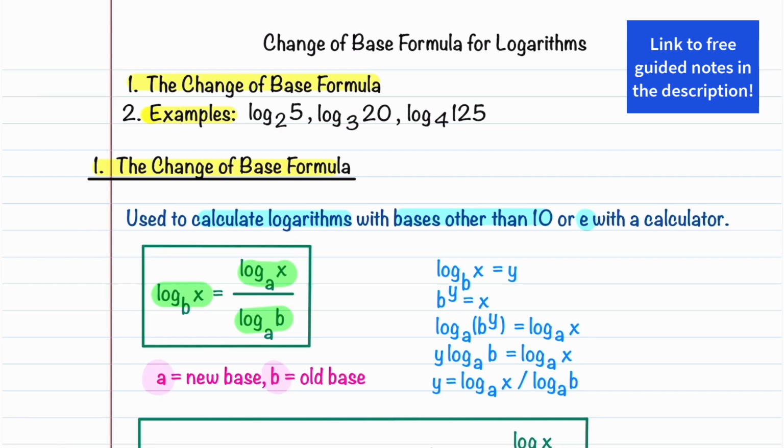To see quickly where this comes from, we're going to let log base b of x equal y, and then we'll write this equation as an exponential. We'll then take the log base a of both sides. Using the power rule, we'll bring the y out in front. We'll then just divide by log base a of b, and there's our formula.